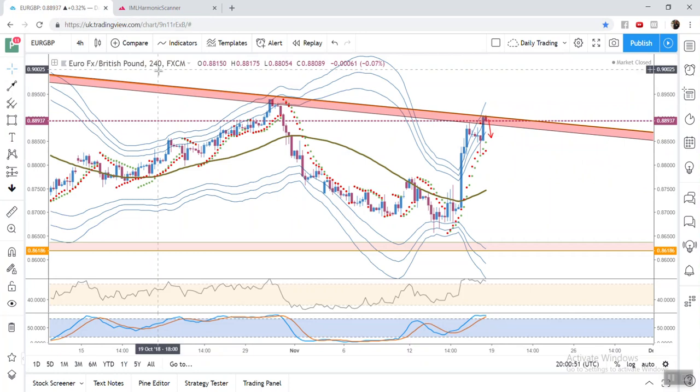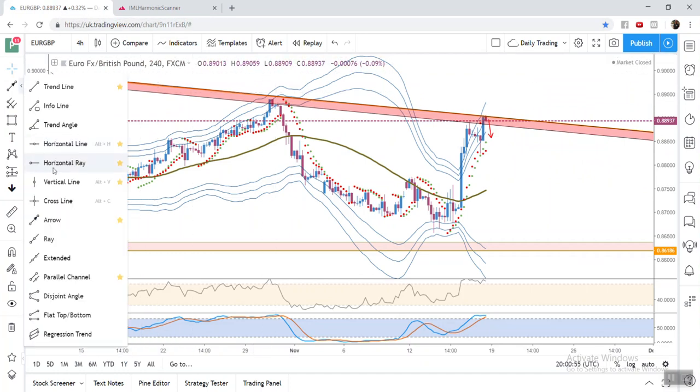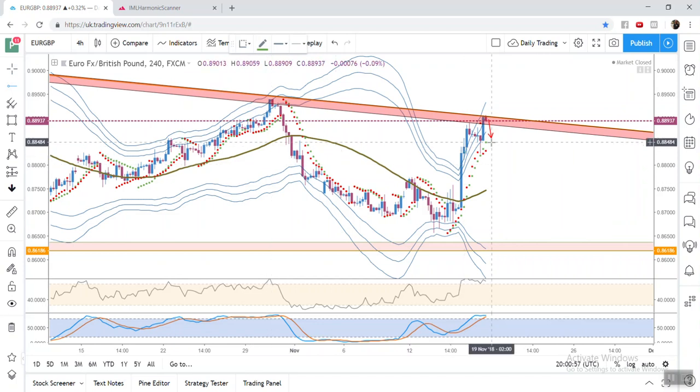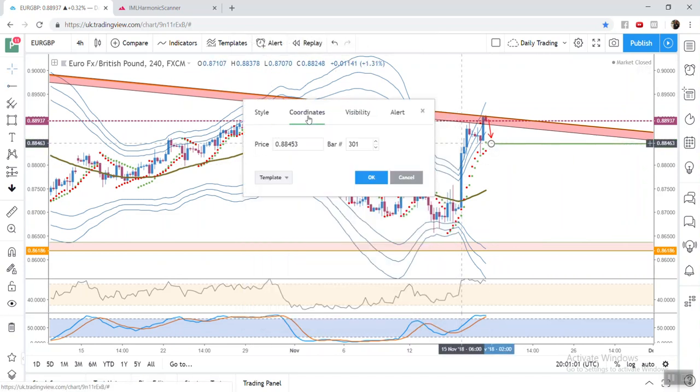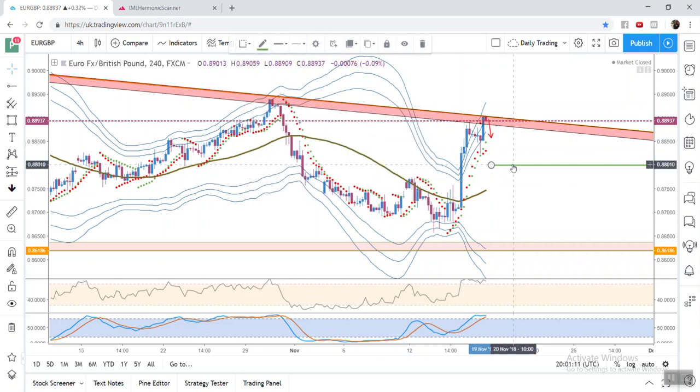So 0.88098. I'll go to our coordinates. 0.88098, was it? Looks about right. There's your take profit 1.